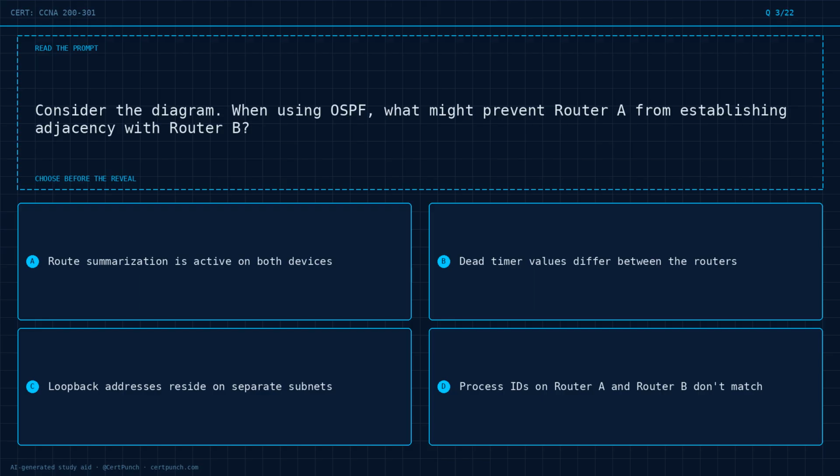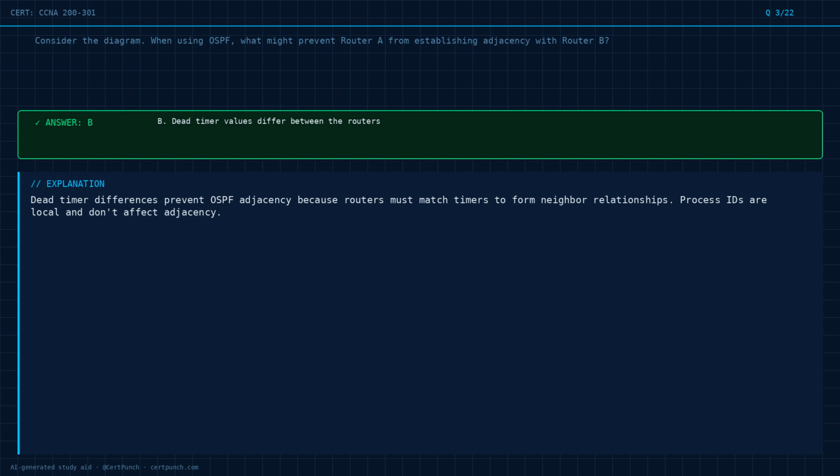Choose the best answer before the reveal. Commit to it now. The answer is option B. Exam logic. Dead timer differences prevent OSPF adjacency because routers must match timers to form neighbor relationships. Process IDs are local and don't affect adjacency.